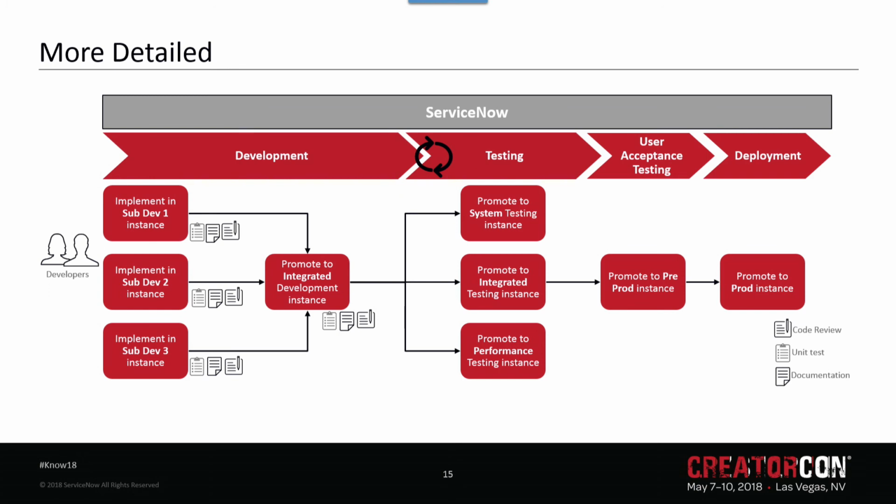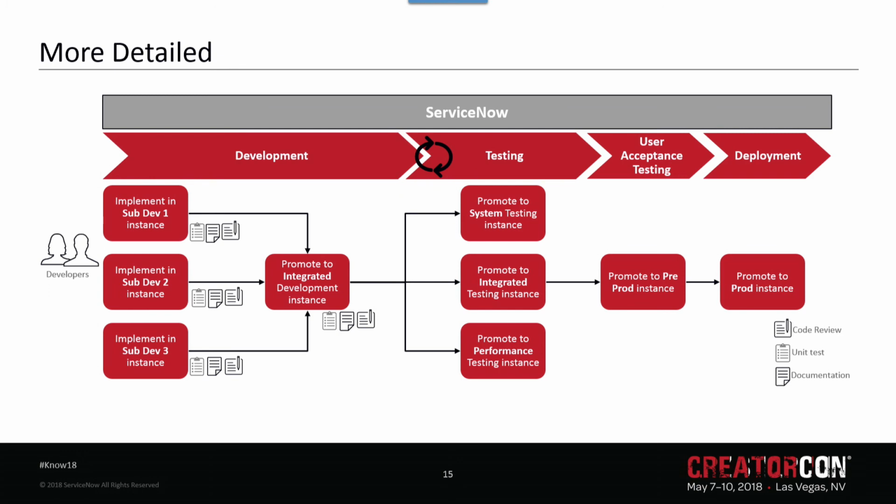So a bit more detailed version of the same thing. If you note, there are many sub-dev instances. There are multiple development instances where developers are making their changes. It's being code reviewed, unit tested, documented manually, and then moved to the next integrated development instance. And again, if there are more changes there, again, there is code review, unit testing, and documentation manually.